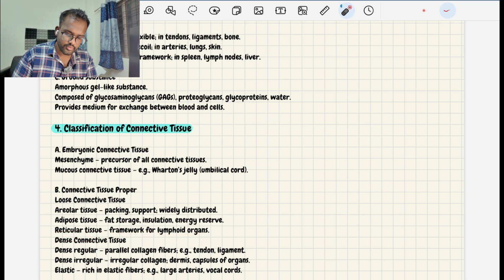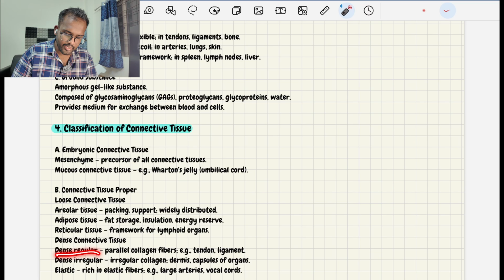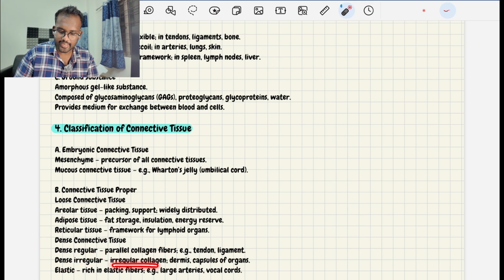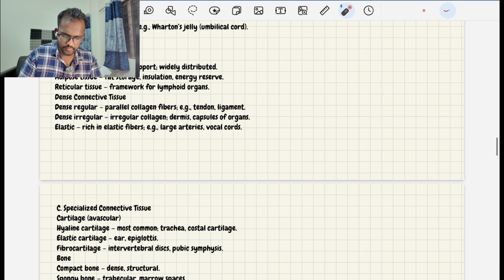Then it comes to dense connective tissue. What is dense connective tissue? In the word itself, it's dense, so it is strong. So there will be dense regular, dense irregular, and elastic. In dense regular, we have parallel collagen fibers, for example tendons, ligaments, etc. Then dense irregular, we have irregular collagen, in the dermis and capsule of the organs. Elastic is rich in elastic fibers, for example large arteries, vocal cords, etc. So these are the types of connective tissues.